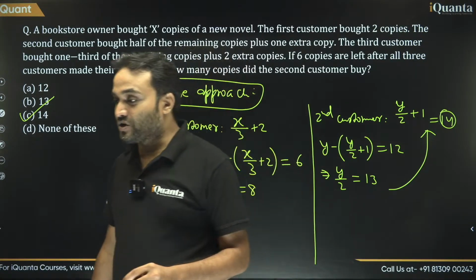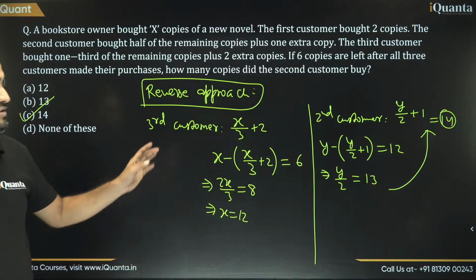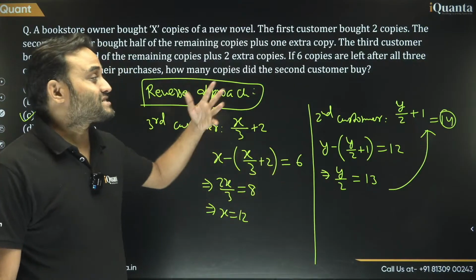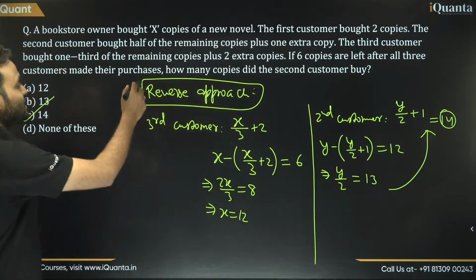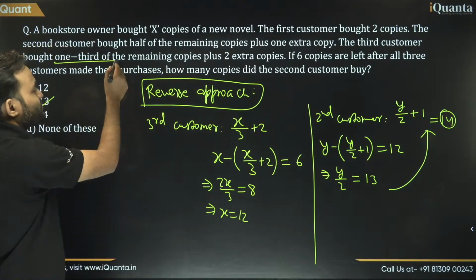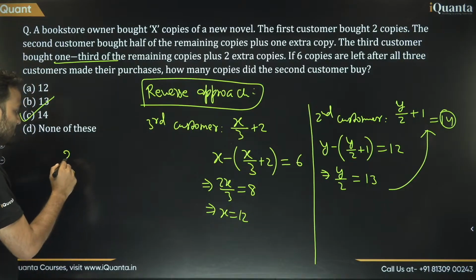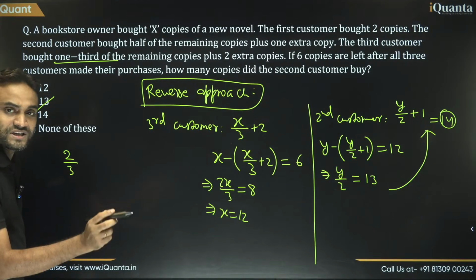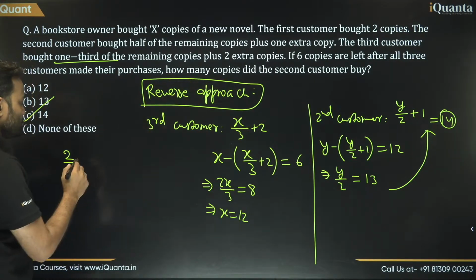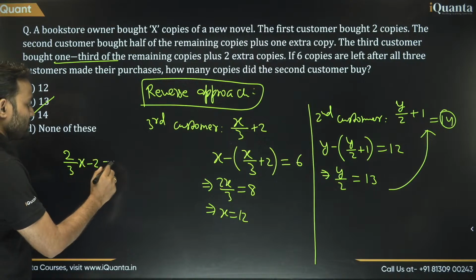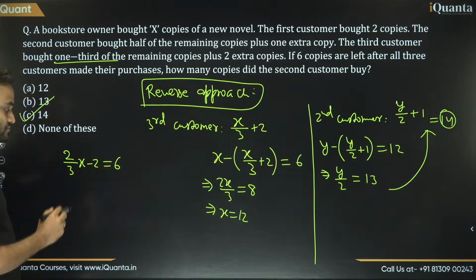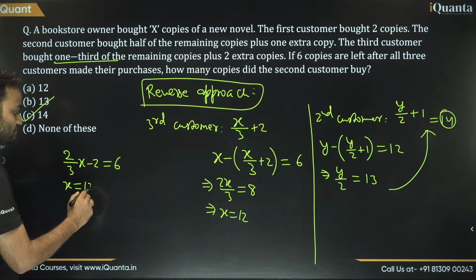Okay, you don't even need to write all this. You can just remember that if 1/3 has been purchased, so 2/3 is left. 2/3 is left, 2 extra. So 2/3 of x minus 2 is equal to 6. X is equal to 12.